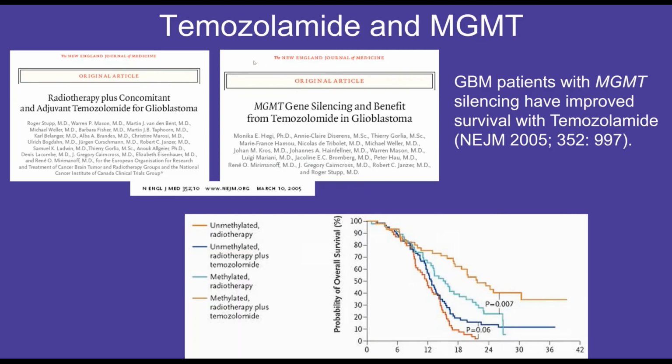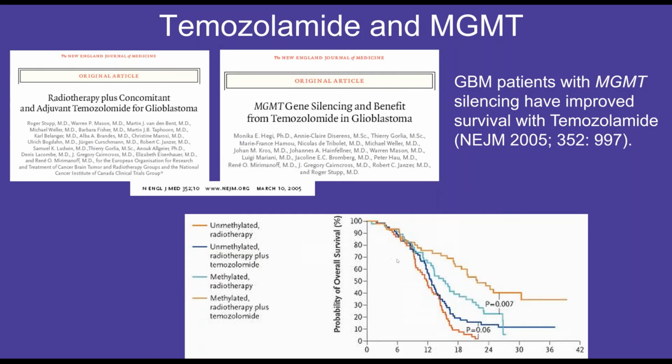The other test that you'll almost certainly hear of if you, your family member, or the patients you're taking care of have a diffuse glioma is MGMT. If you ask neuro-oncologists, it would be the first or second test that they would ask for in a patient with glioblastoma. It stands for methylguanine methyltransferase. And it's important because it predicts response to chemotherapy.